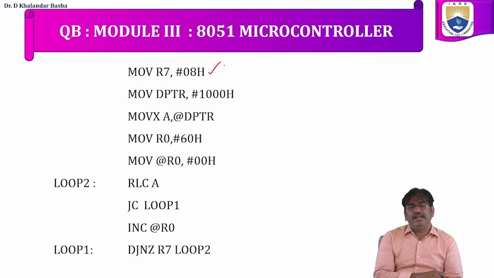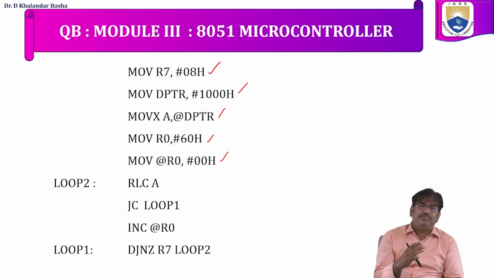As we want to check 8 bits, R7 will be loaded with 08H. The external memory address is pointed by DPTR, so load 1000H into the DPTR register. Then fetch the external memory data into the accumulator by using MOVX A, @DPTR. The internal memory address, that is 60H, will be loaded into R0. We will clear the R0.